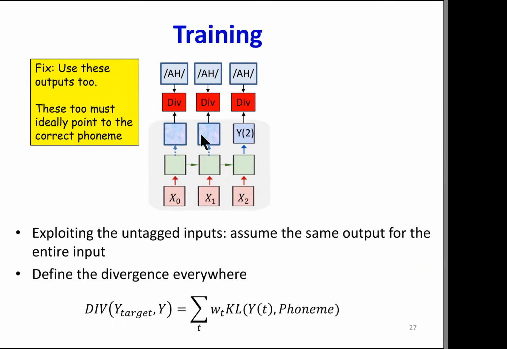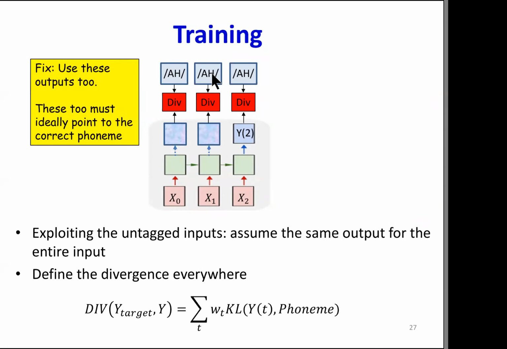So here's a simple fix. I'm going to use these outputs too, and assume that these outputs are also going to give me an answer. Specifically, if I were performing speech recognition, for instance, I have a desired output R out here. I'm going to assume that every one of these should be classifying the input into the same class.